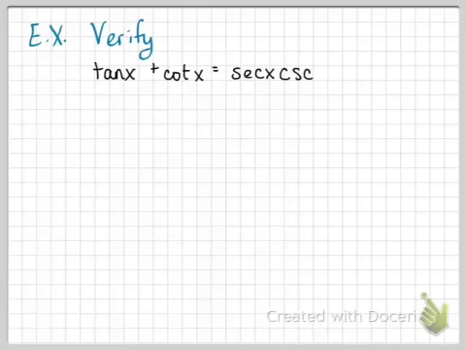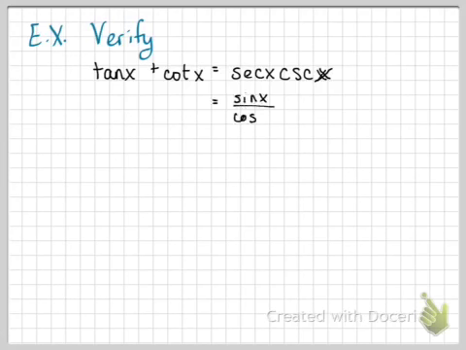Alright, here's another example where we verify an identity. This time, let's take a look at tangent x plus cotangent x equals secant x times cosecant x. Now, I start out thinking, which side do I want to work with? Which side might look a little more complicated?